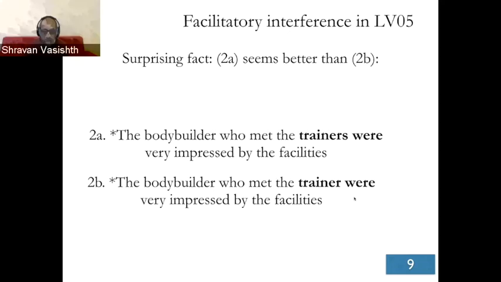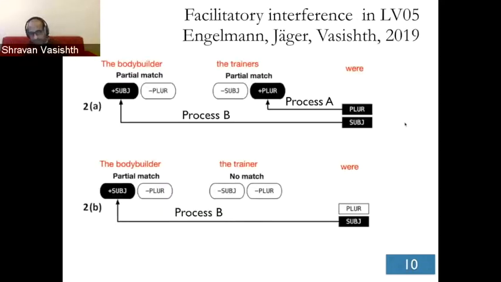So the situation that we have in these sentences is the following. In the case where you've got this illusory sentence that seems okay, you've got trainers and were, what's happening is that the auxiliary verb is looking for a noun that is plural marked and a subject. And what happens is that one of the features matches the distractor noun and the other feature matches the subject. So there's a partial match with each of those two nouns.